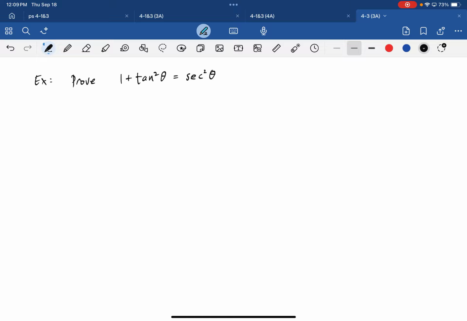That's not true. Come on, guys, straight from the identity. What did we just learn? What does tangent theta equal? Sine theta over cosine theta.